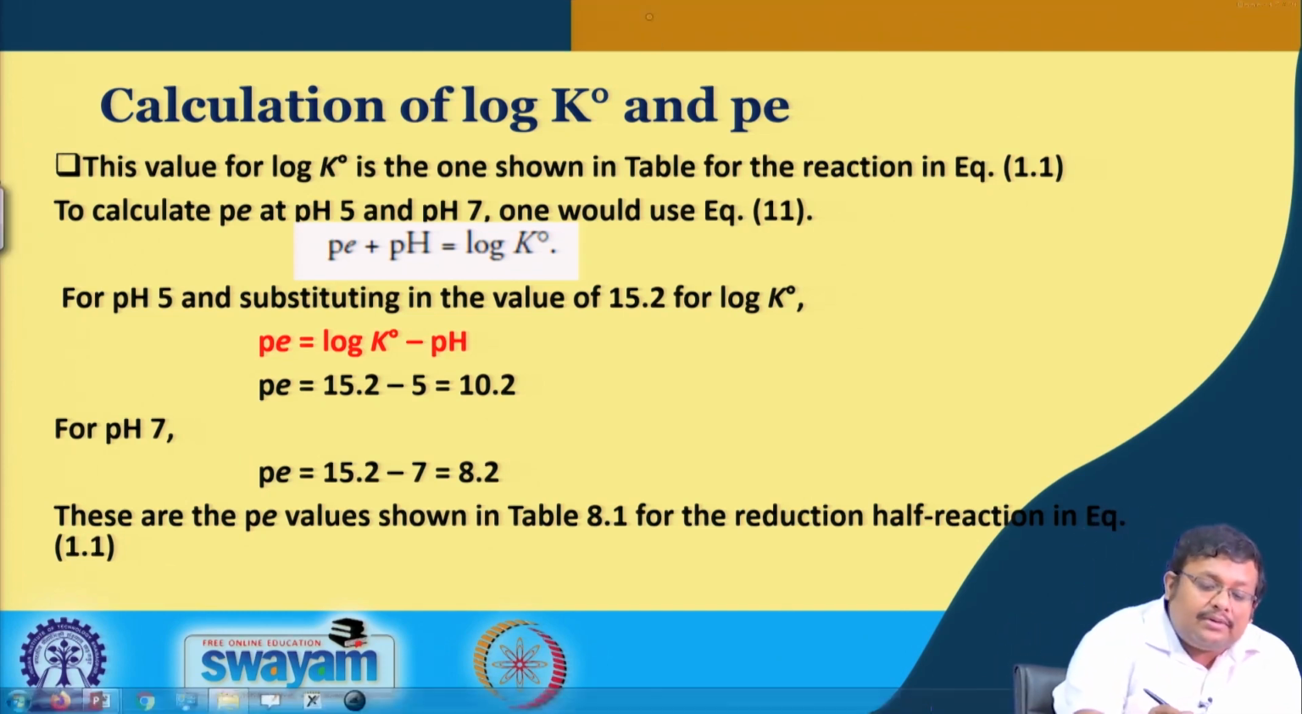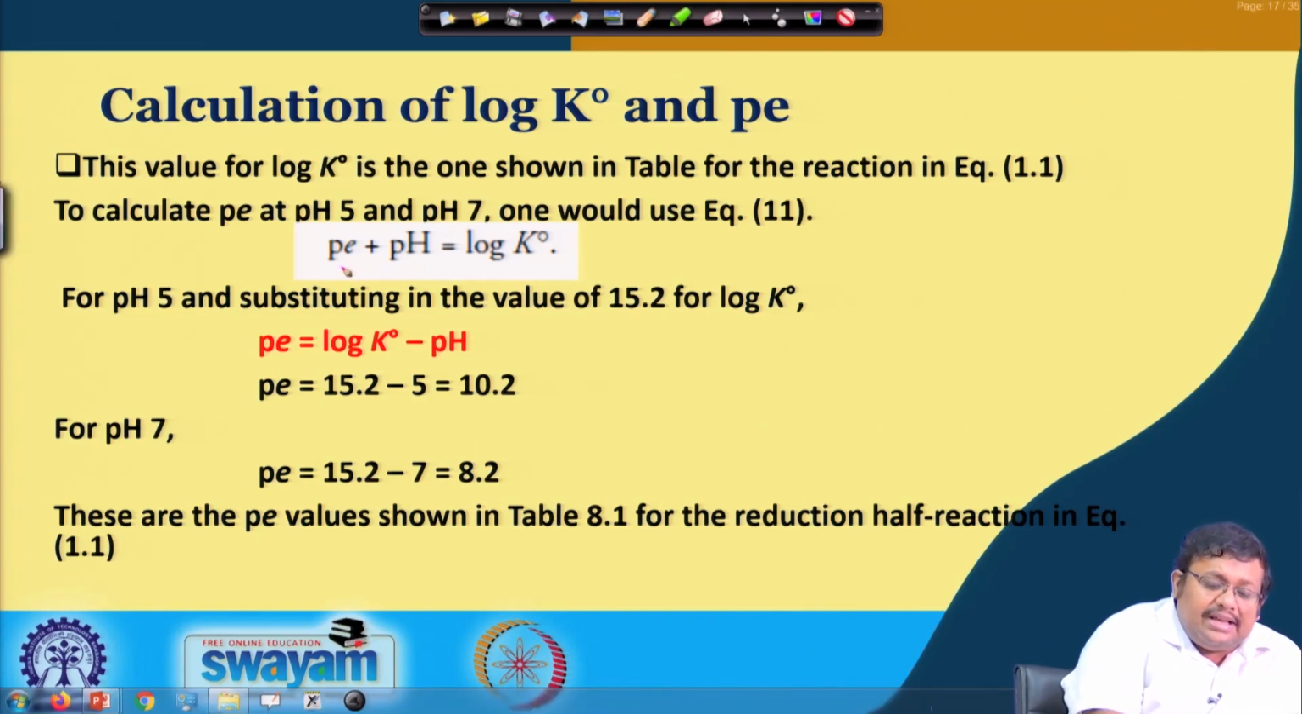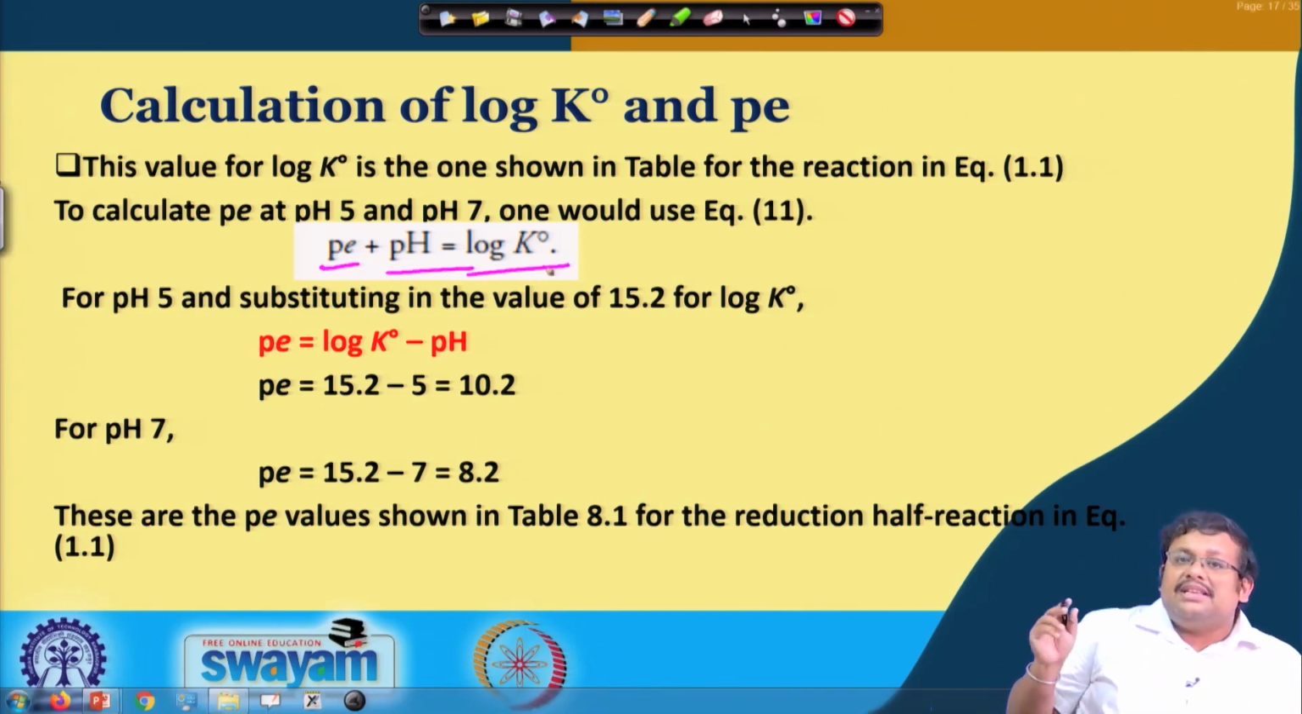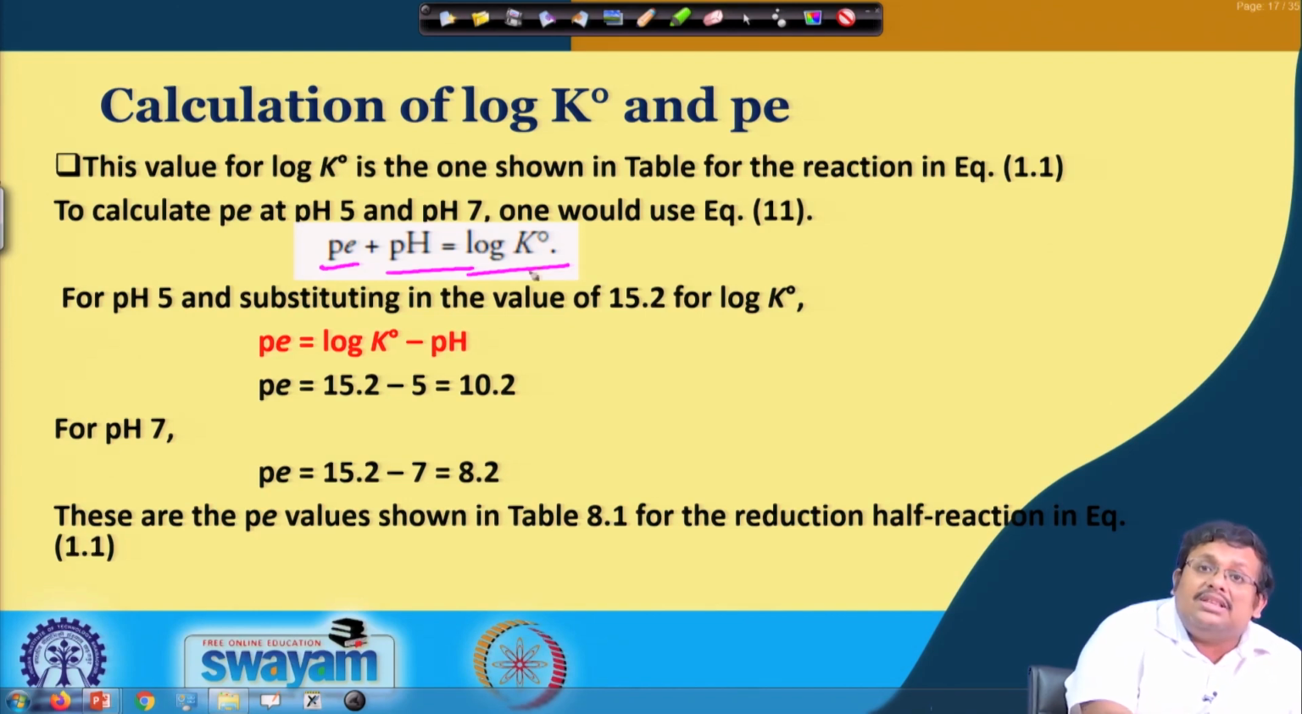So, what do we know from equation 11? Equation 11 we know that P plus pH equal to log of K0. From there we have seen that at pH 0, P will be equal to logarithm of K0, or the equilibrium constant. So, this is the mother reaction. This is basically the original relationship, P plus pH equal to log of K0.